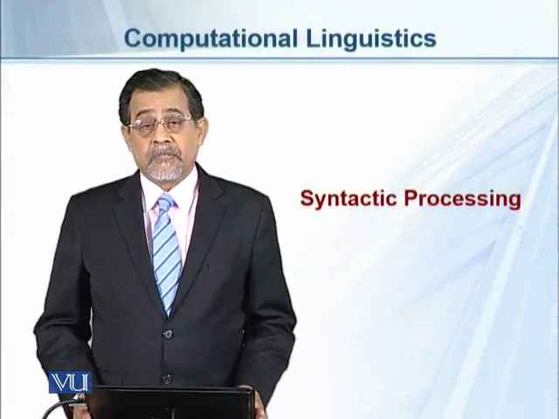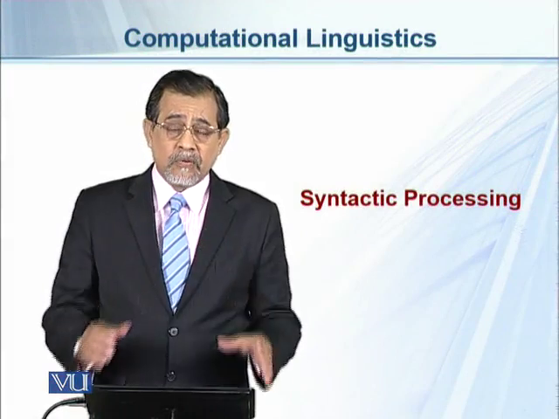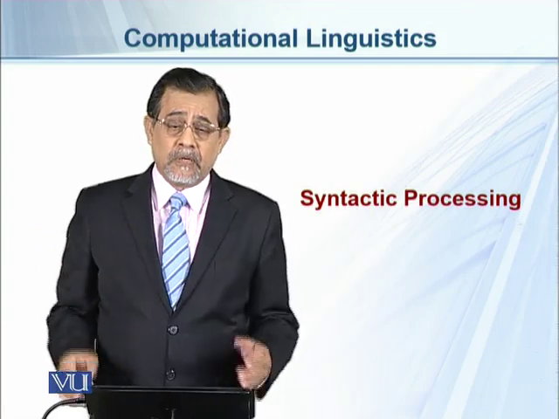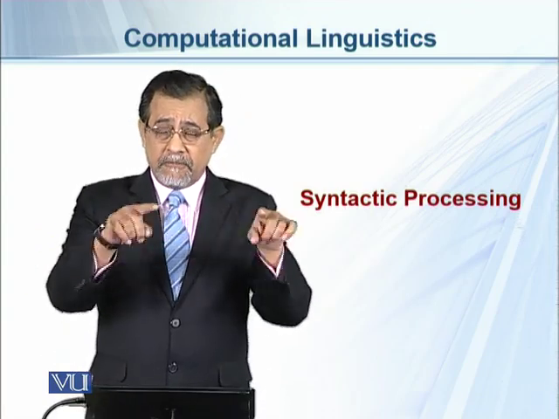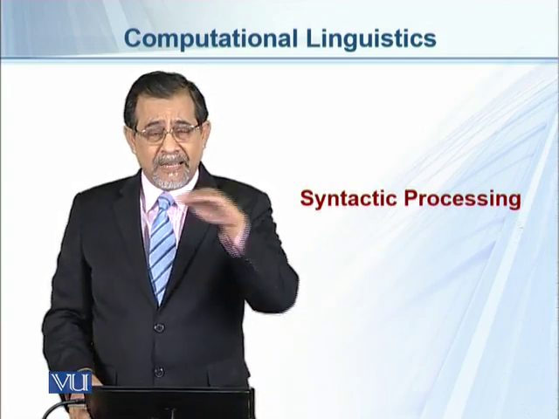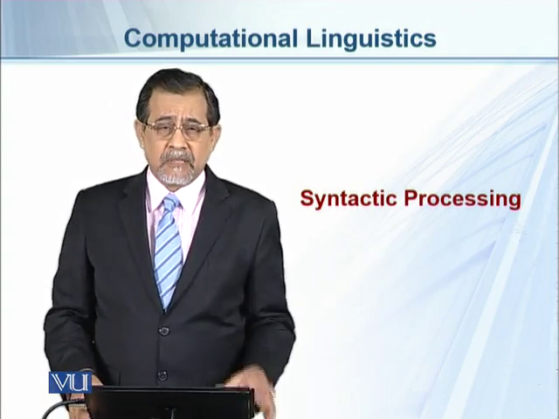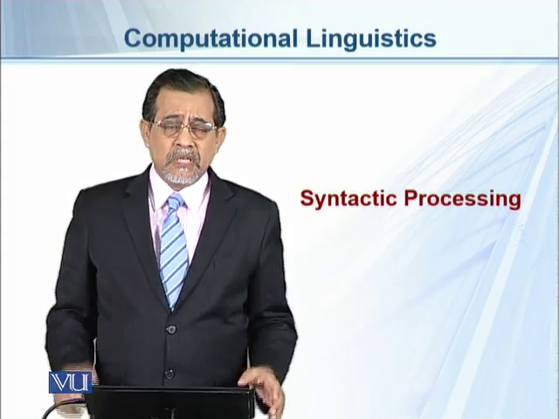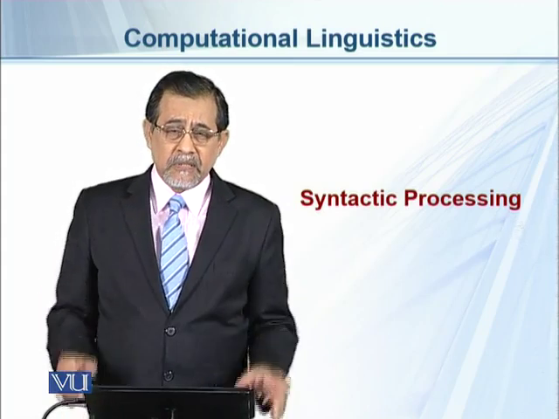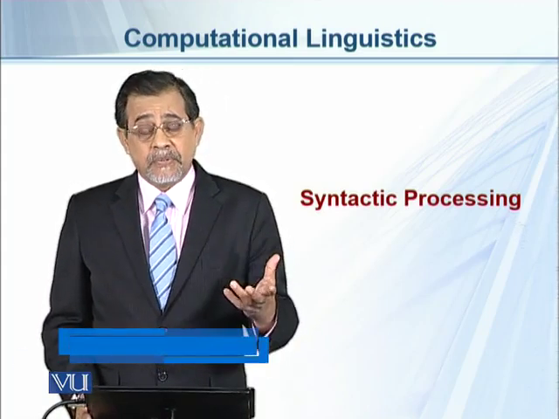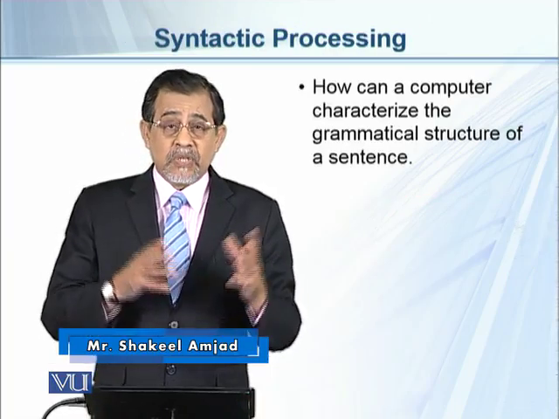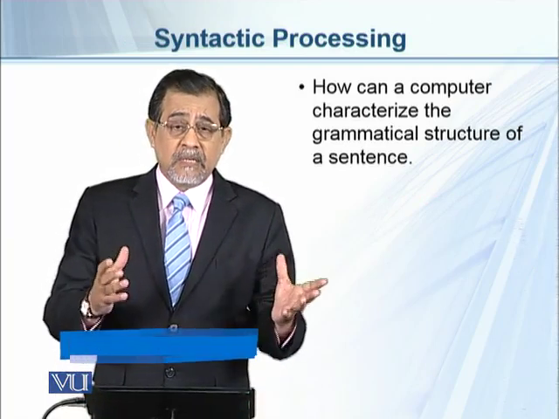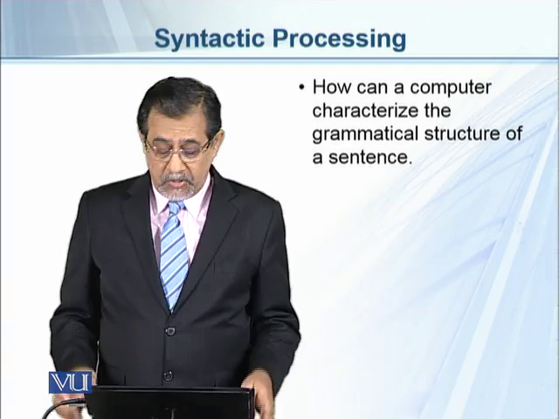Syntactic processing. Many a time when you are working on a computer, you write a sentence, and if you are concentrating on some input, you may find that there is some line under the sentence. There you might have made some spelling mistake, some grammatical mistake. Sometimes a word is underlined, or sometimes the whole sentence is underlined. How does it happen? How can a computer characterize the grammatical structure of a sentence? Because a computer is not a human being, not a teacher.